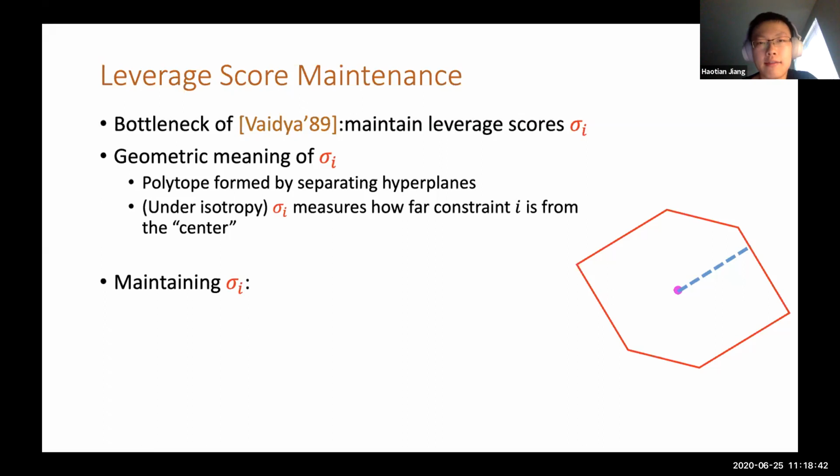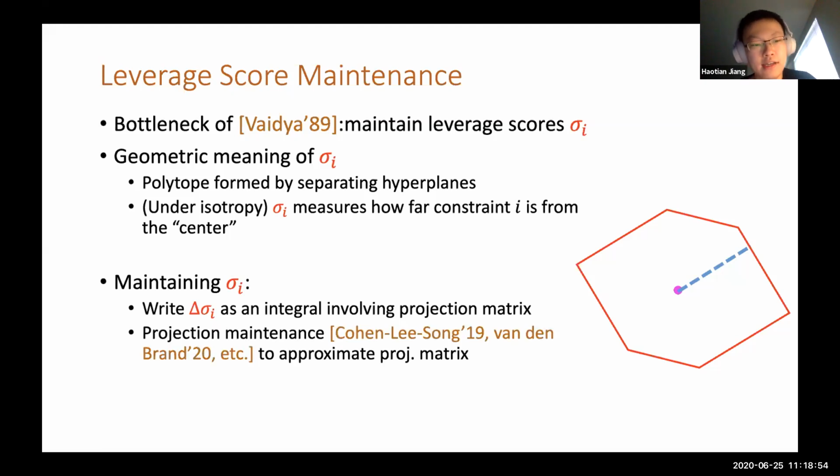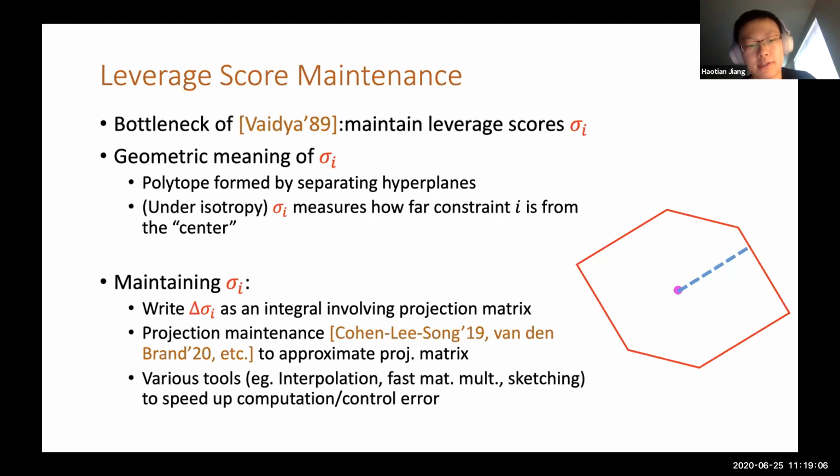So how do we maintain these sigma_i's? In our paper, we write delta sigma_i, the change in leverage score, as an integration that involves a certain projection matrix. There's some recent work on projection maintenance for linear programming by Cohen, Lee, and Song, and by van den Brand. We can use these to approximate our projection matrix, but this alone is not enough to imply the result. We also need various other numerical tools, such as interpolation of the integration, fast matrix multiplication, and sketching, to speed up the computation and control the error.